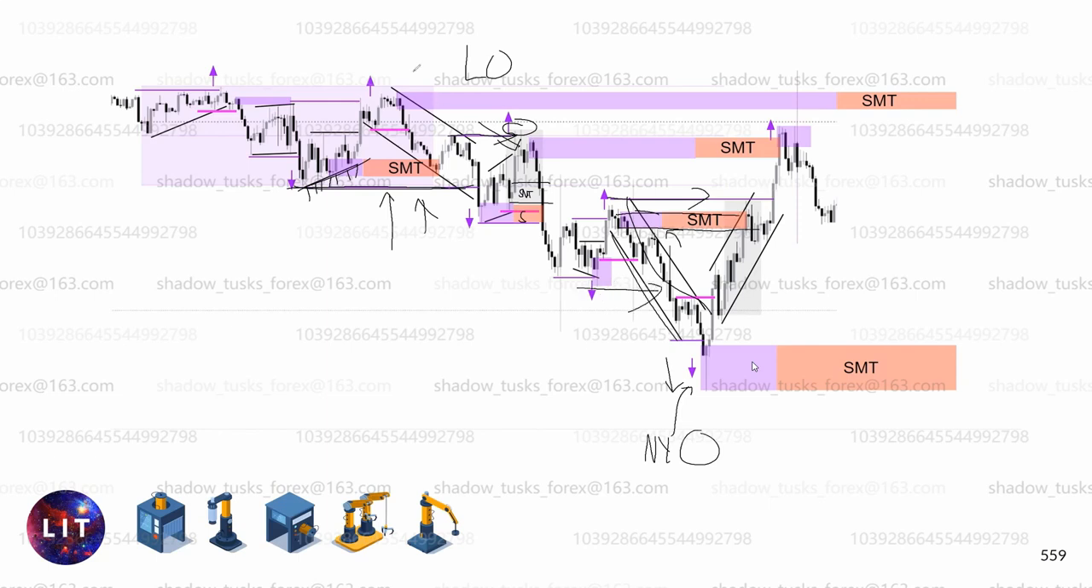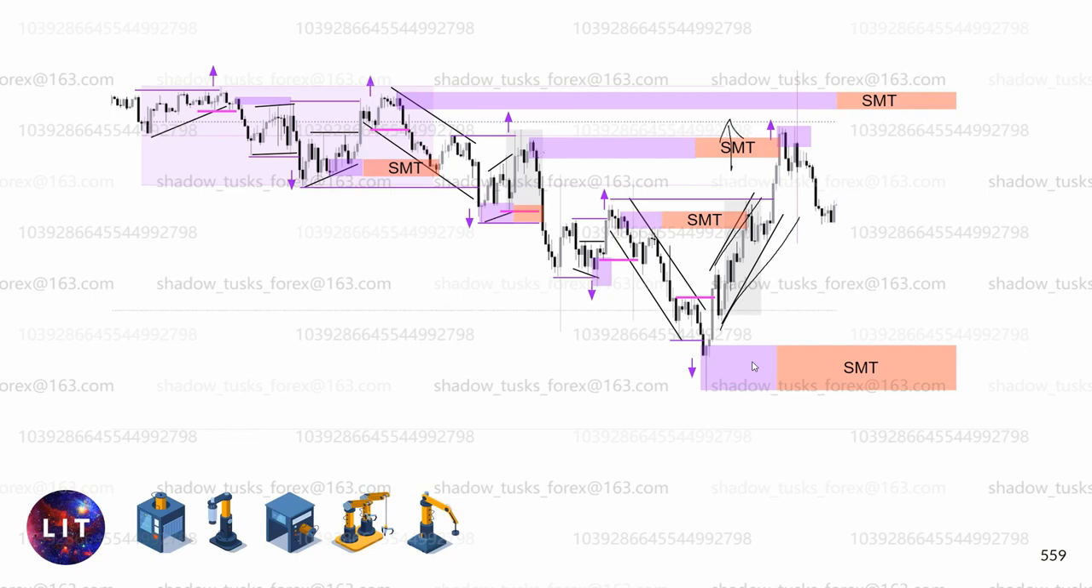Lower high, lower low, lower high, lower low, lower high, lower low. It continues, it continues. Of course, trend is our friend. And then obviously we have build up into inducement high. Why is this a smart money trap?